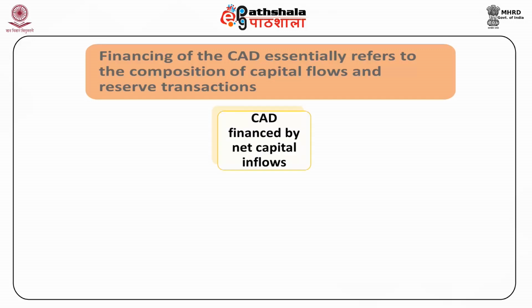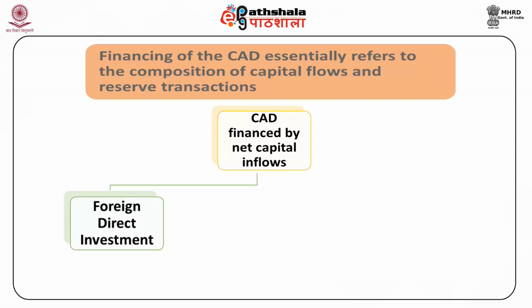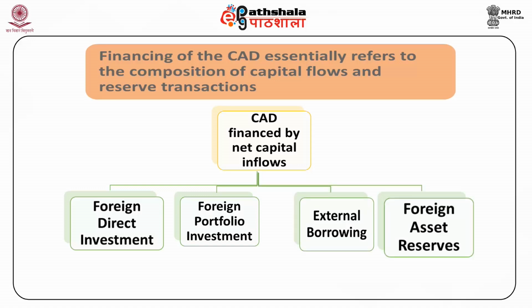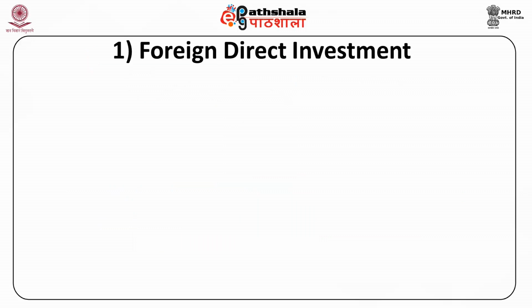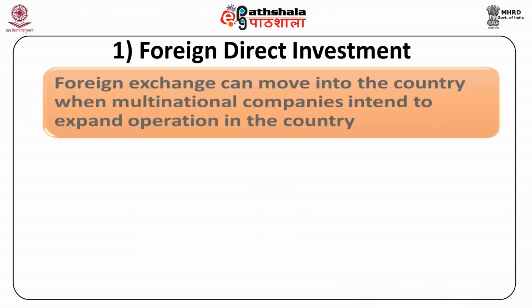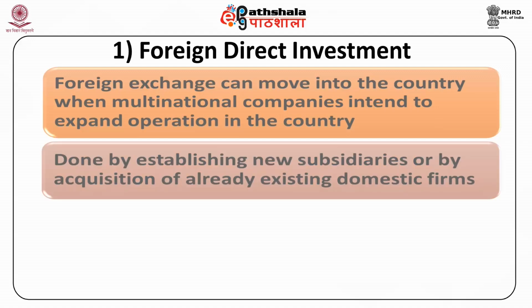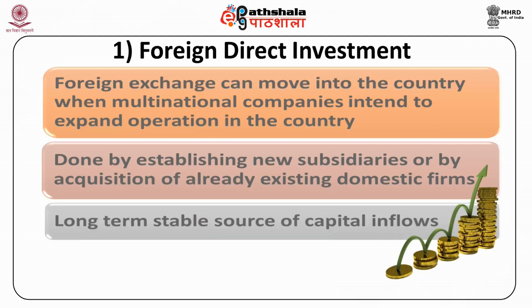Current account deficit may be financed by net capital inflow into the country in various forms: foreign direct investment, foreign portfolio investment, external borrowing, foreign asset reserves. Foreign direct investment or FDI. Foreign exchange can move into the country when multinational companies intend to expand operation in the country. This could be done by establishing new subsidiaries or by acquisition of already existing domestic firms. This is a long-term stable source of capital inflows.